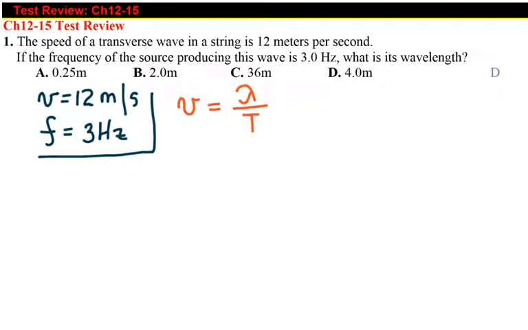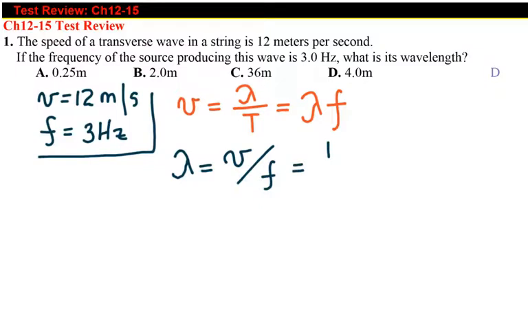So if I plug into my equation, it's the wavelength over the period, and one over the period is frequency. So sometimes you can see the formula written this way. Now I'm going to plug it into my formula. The wavelength is equal to the velocity over the frequency. The velocity is 12, the frequency is 3, so that is 4 meters.